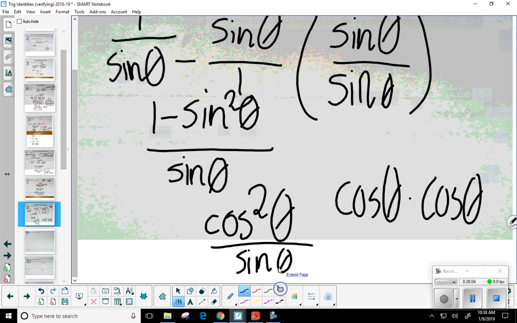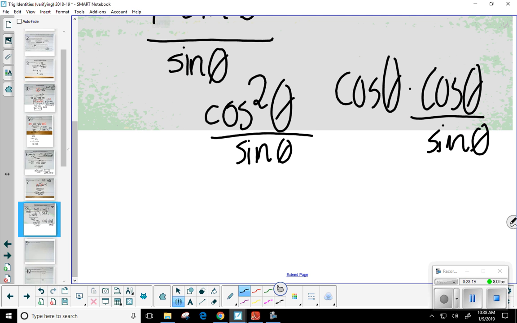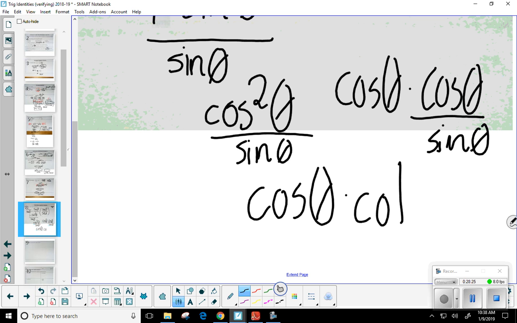Wait, can you do this? Oh, absolutely. Okay. Mm-hmm. Over sine theta. Yeah, because that'd still be the same. It's just cosine over 1 times that fraction. Okay. That's cosine of theta times cosine. There you go. That's perfect. Okay. Any questions on what he did?